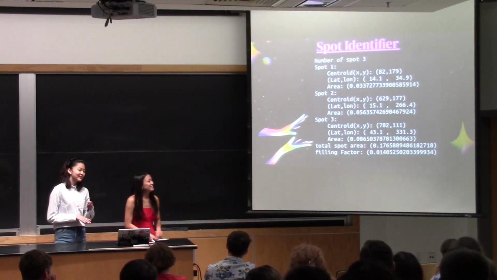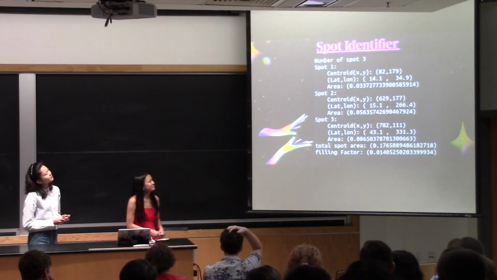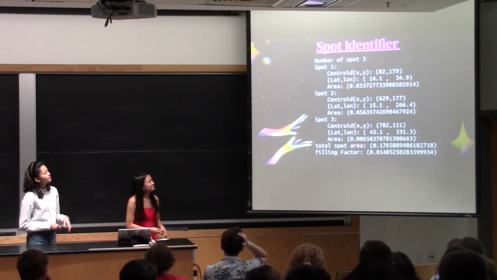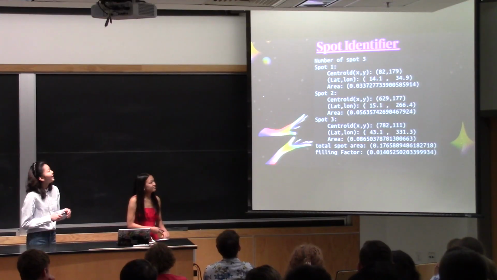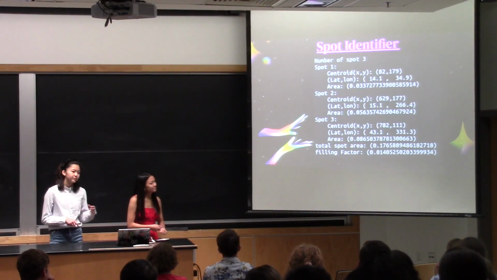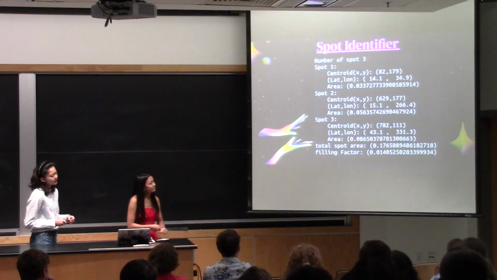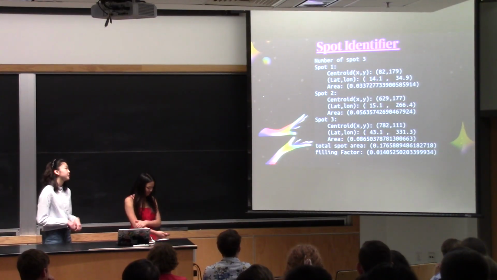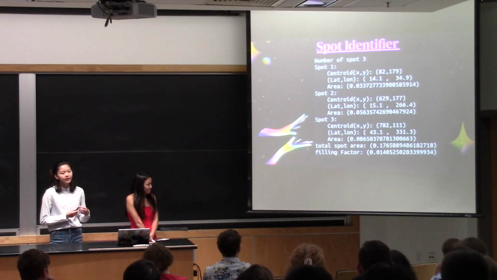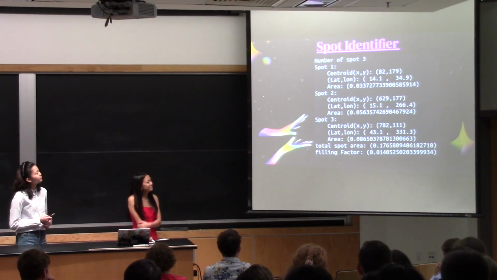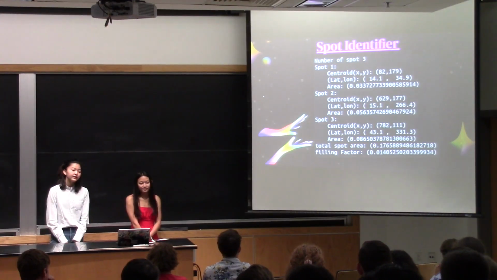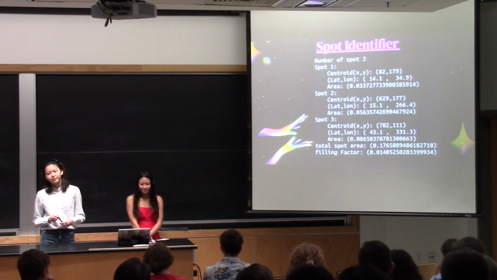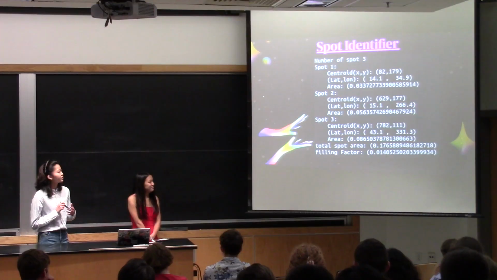And for a stellar map, Spot Identifier outputs the total number of detected spots and marks all the spots sequentially from left to right. The program extracts the XY centroid coordinates and converts them into stellar latitude and longitude. It also calculates the individual area of each spot and sums up the total spotted area, and finally calculates the filling factor. The filling factor is the total spotted area divided by the total stellar surface.